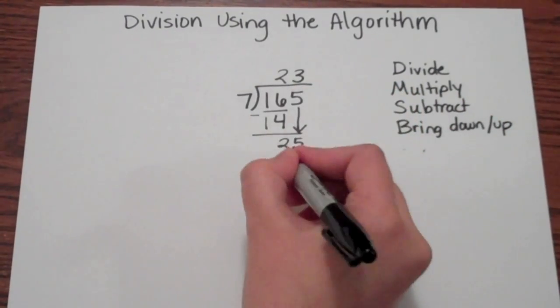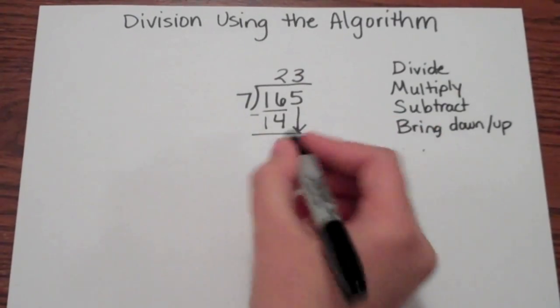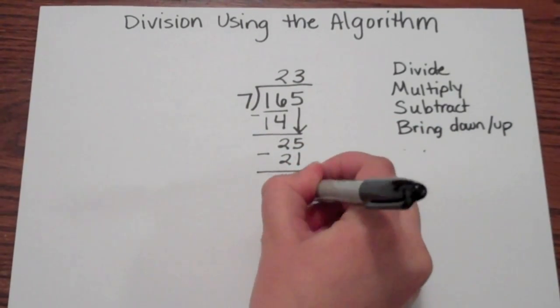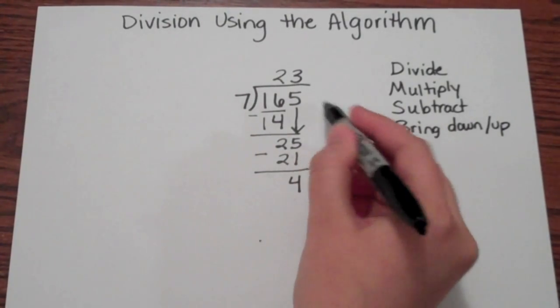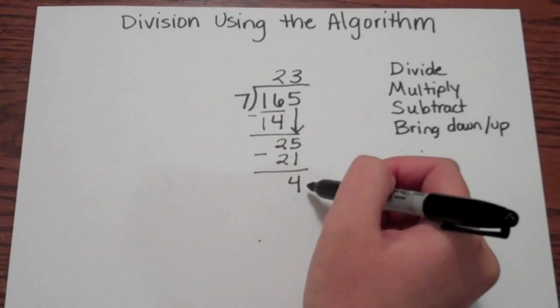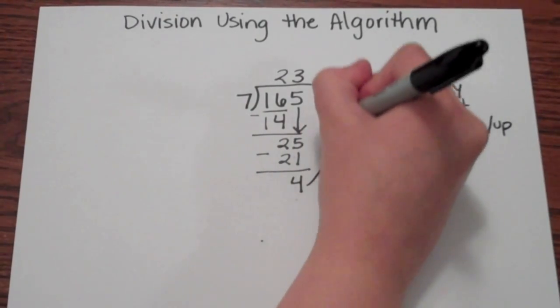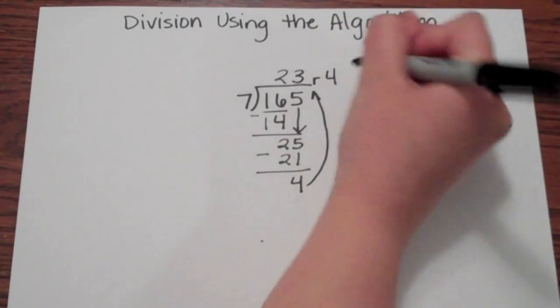Next I multiply. 3 times 7 is 21. After that I subtract. 25 minus 21 is 4. The last thing I do is bring down my next number, but there's not another number to bring down, so I must bring up this number as the remainder of 4.